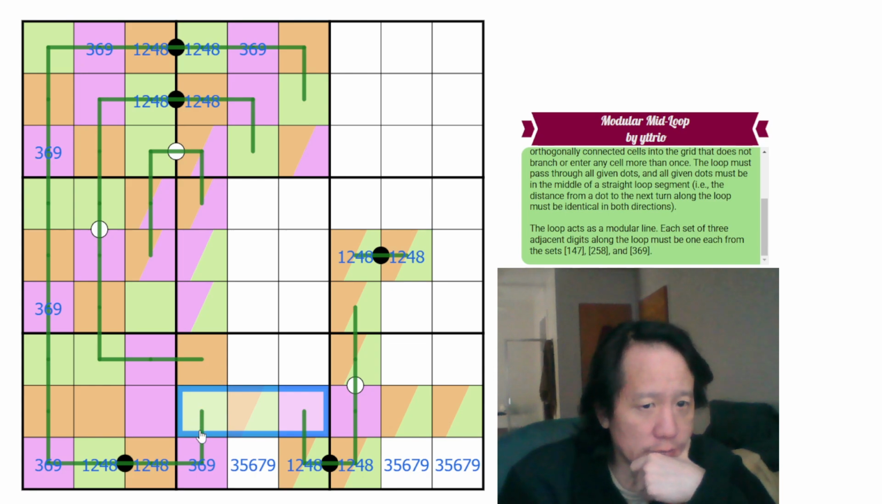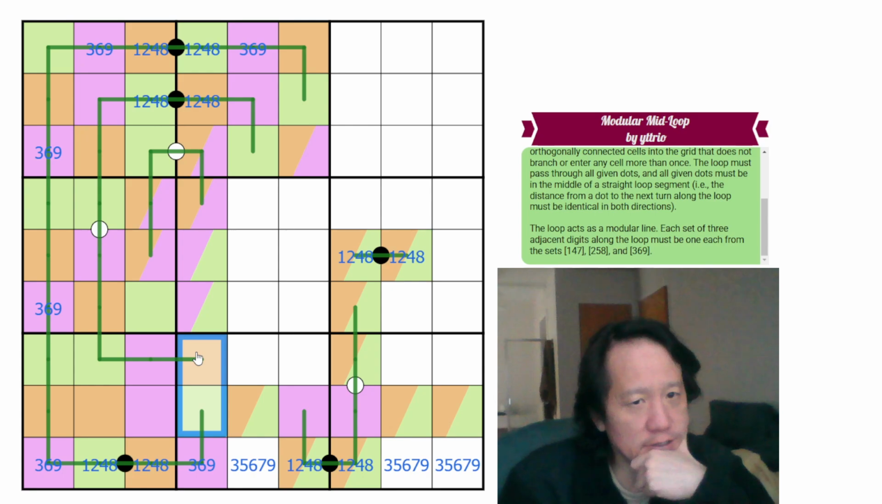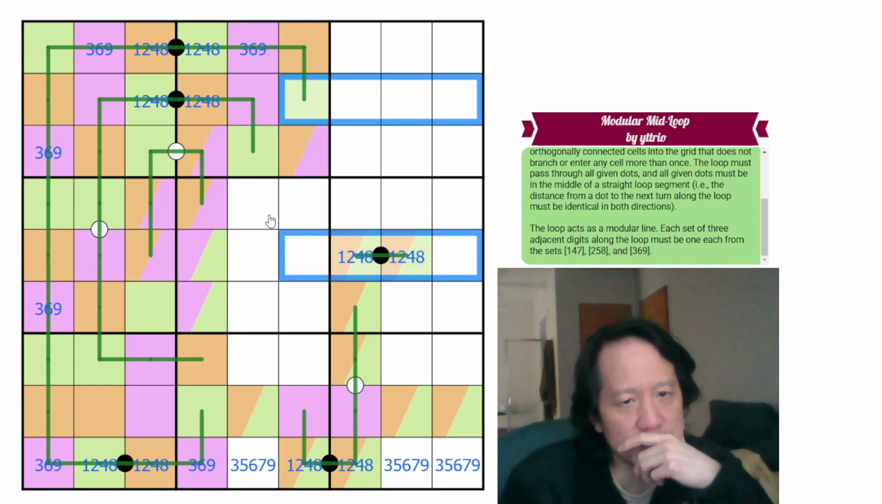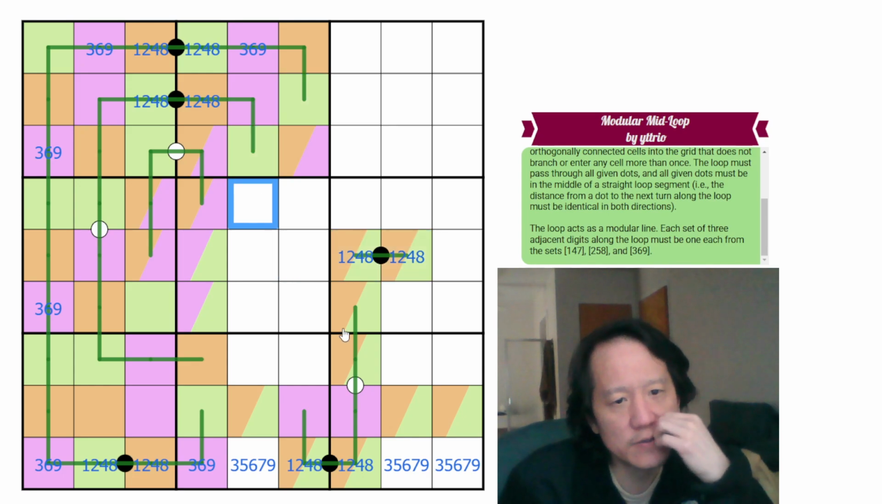So either this somehow connects to this end, or this has to somehow connect to that end. Is that, well, maybe not. It could just go connect to here, then connect to here, right?